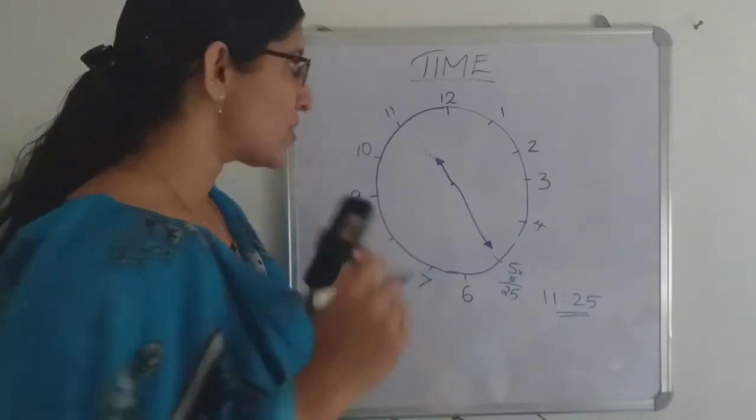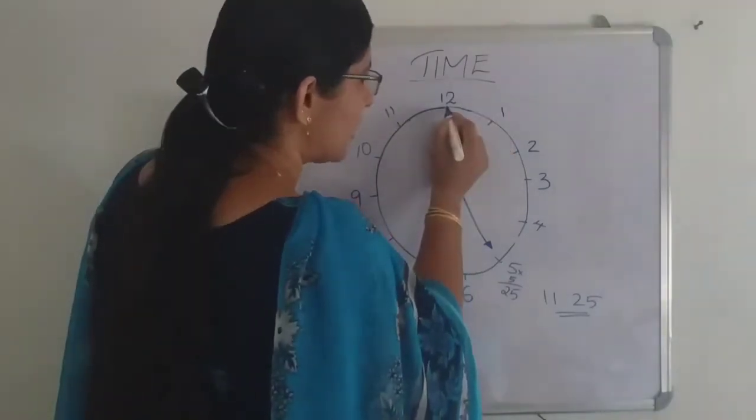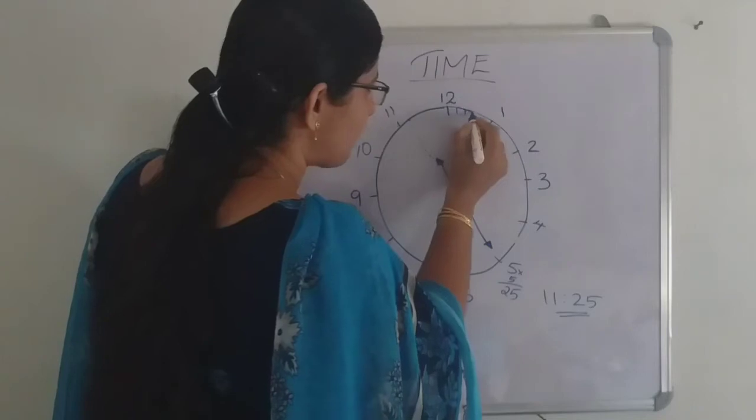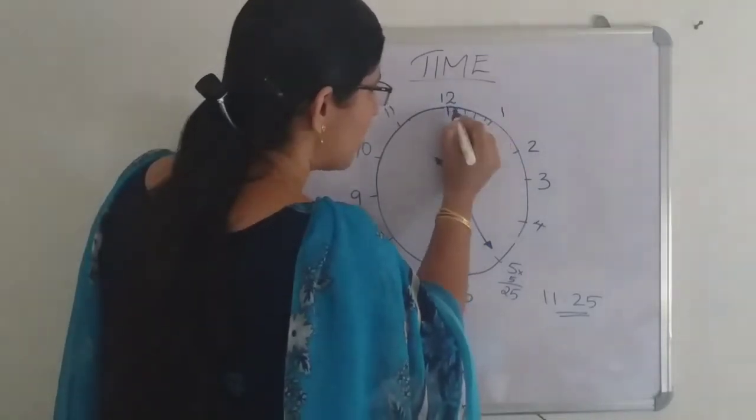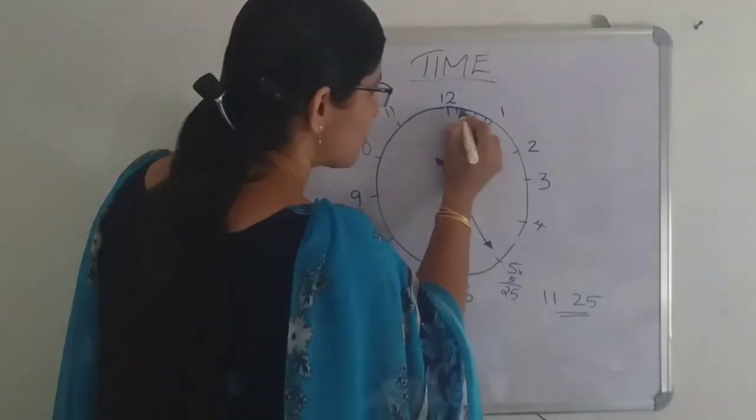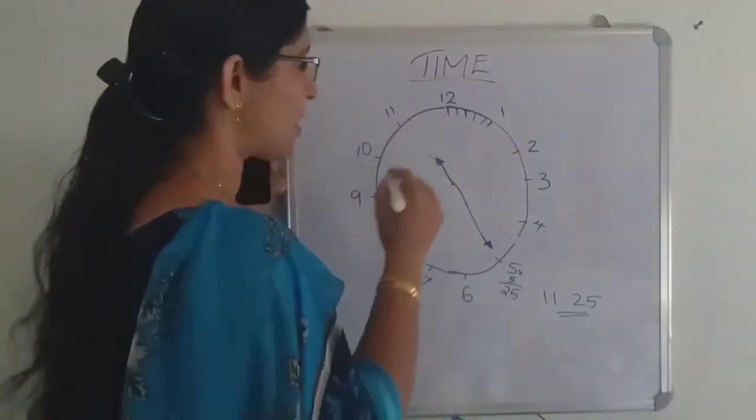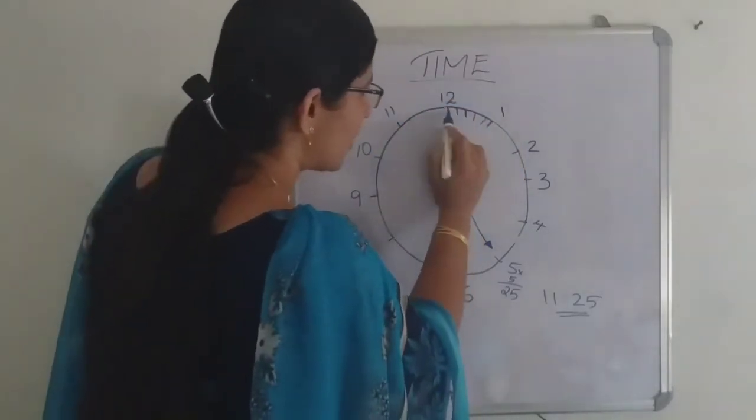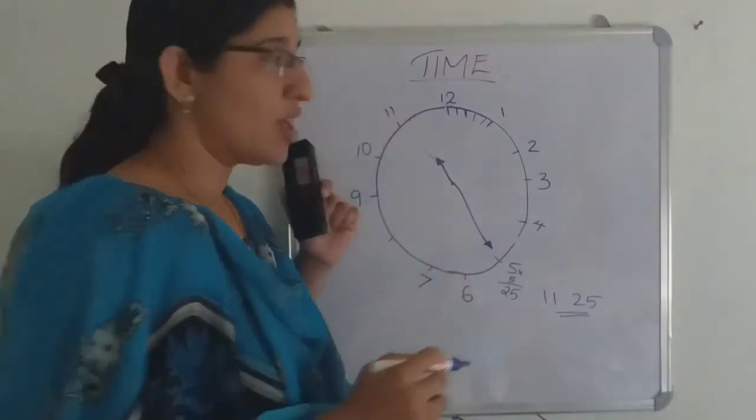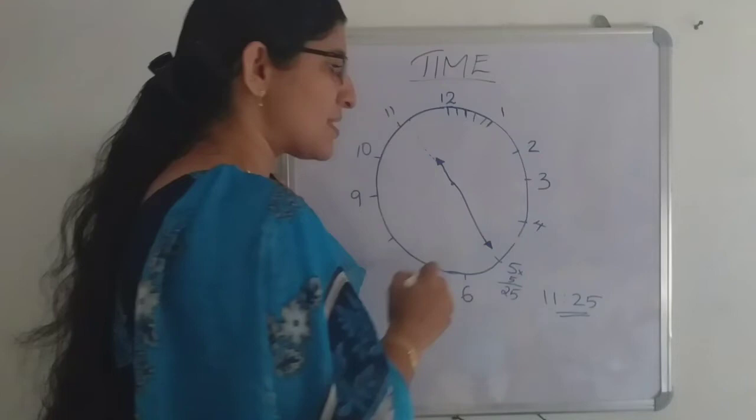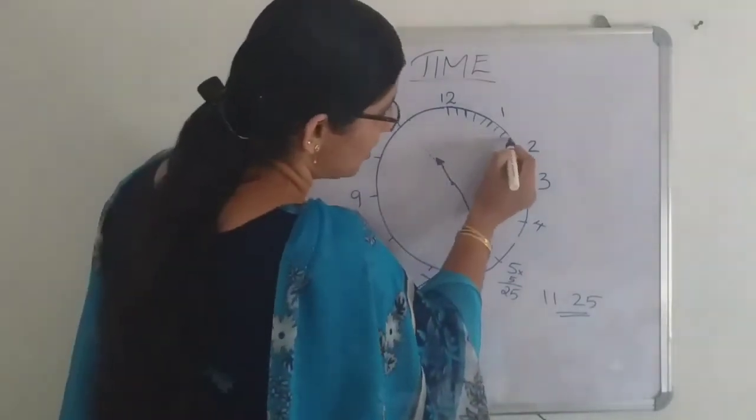Yes, it is because in between each number we can see 5 minutes. Whenever the needle moves from one number to the next, it moves 5 minutes. 1 minute, 2 minutes, 3 minutes, 4 minutes and 5 minutes. Whenever the needle goes from 12 to 1, it moves 5 minutes. So in between each pair of numbers there are 5 minutes.